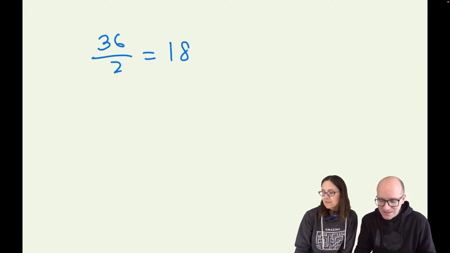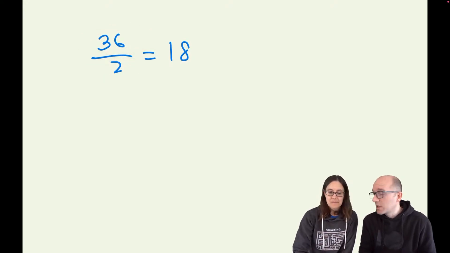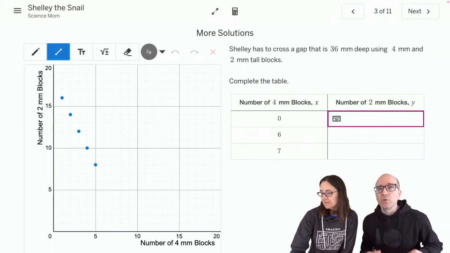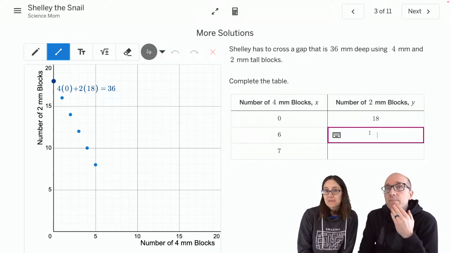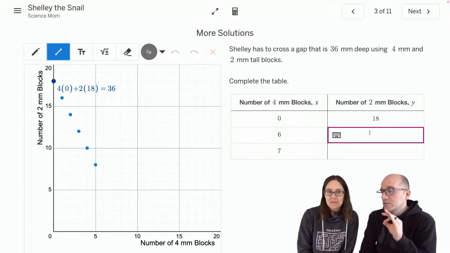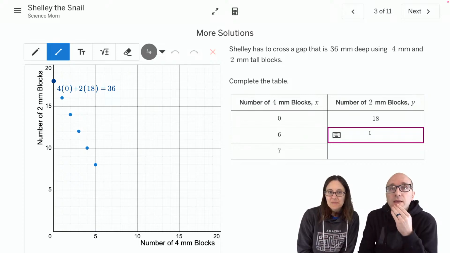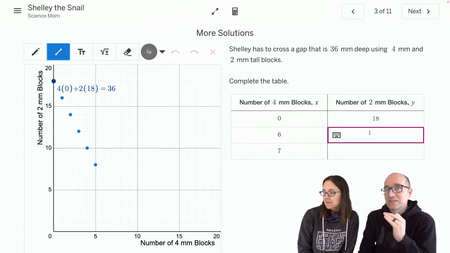So that's the distance that we had to cover, and that's the size of each block. I could put millimeters on both of those. Okay, so 18 is what we think is going to work. Okay, then what if there were 6 blocks?